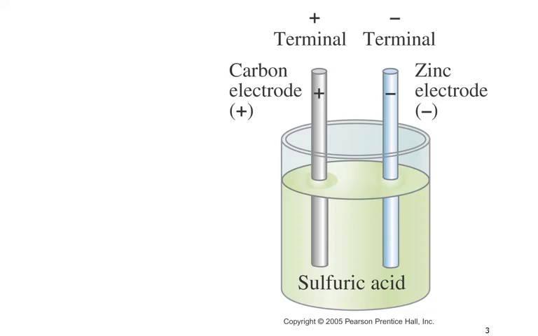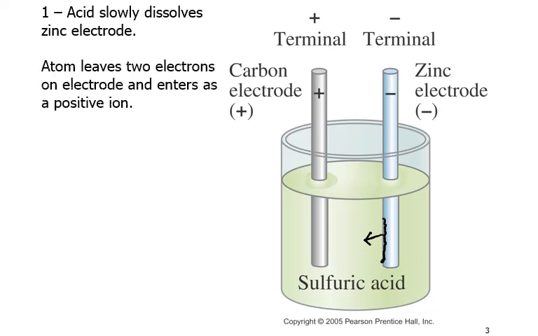Now, thankfully, we're not using sulfuric acid as an electrolyte. We're using other substances, but we need something acidic that can make one of the metals corrode, and we'll see how that works here. So first, the acid slowly dissolves the zinc electrode. The zinc electrode, it's getting worn away. Some of the zinc atoms are actually leaving and going into the sulfuric acid.